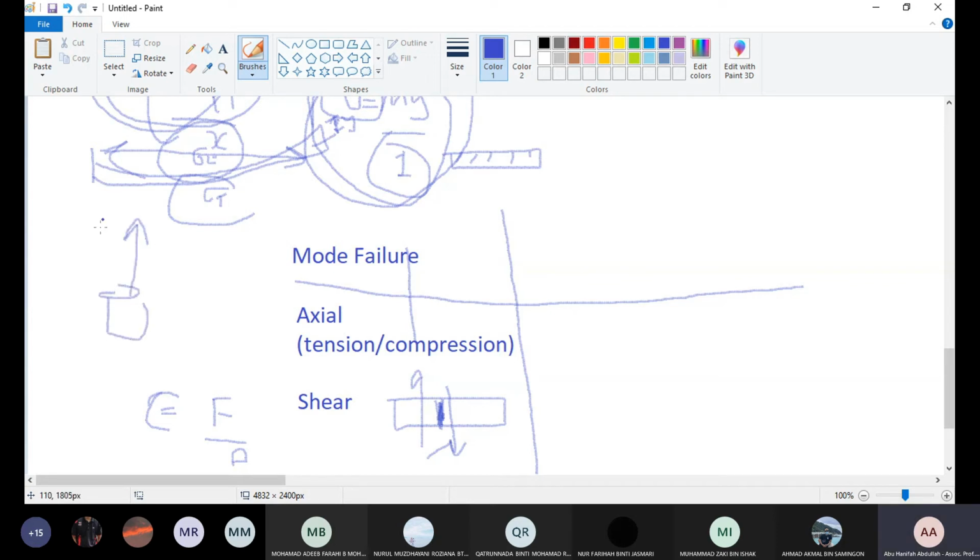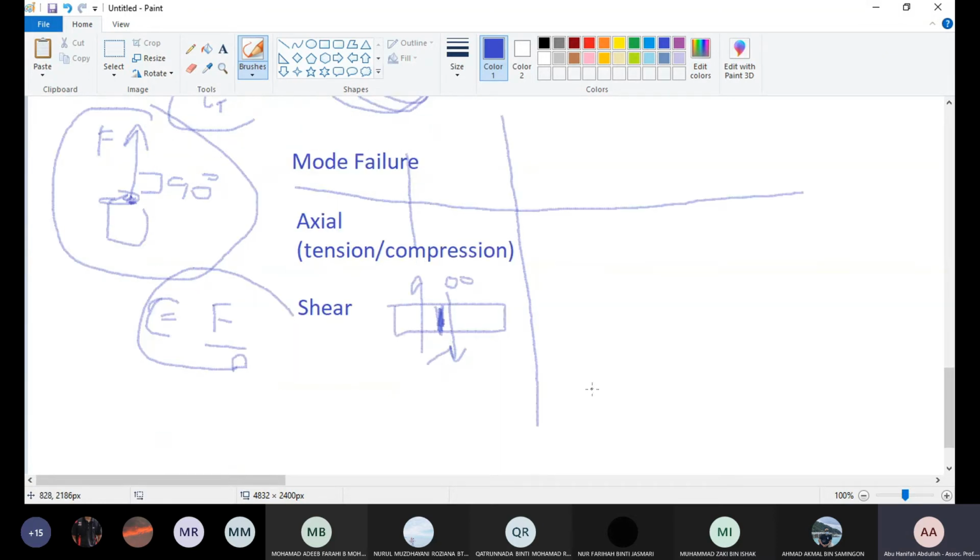Okay, this is tension, this is the force divided by the area, and the area here is 90 degrees to the force. For the shear, it is 0 degrees to the force. So it's different. Axial tension and compression, this is a formula. Shear, this is a formula. Still force over area, only the area is in a different mode.